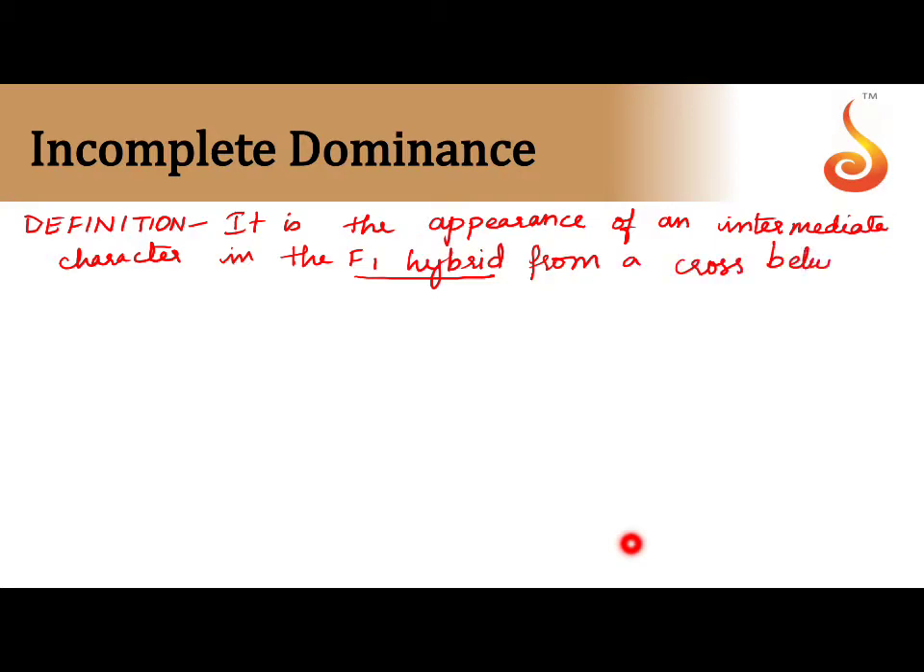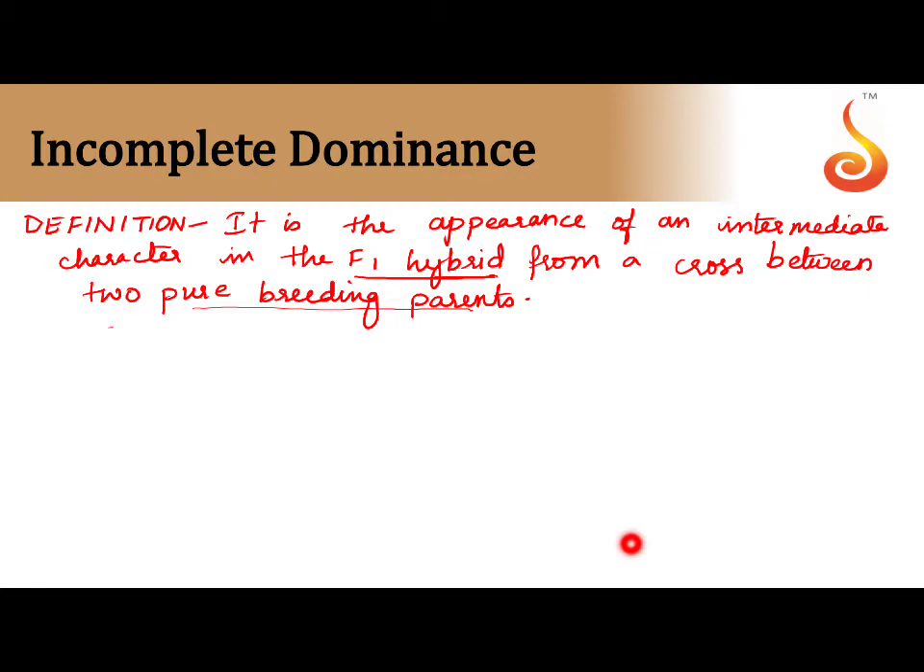So, we will understand this once. We are going to get a hybrid which will not be of the same appearance as that of the pure breeding parents. What are pure breeding parents? Homozygous parents. In this case, we consider a plant called Antirrhinum.